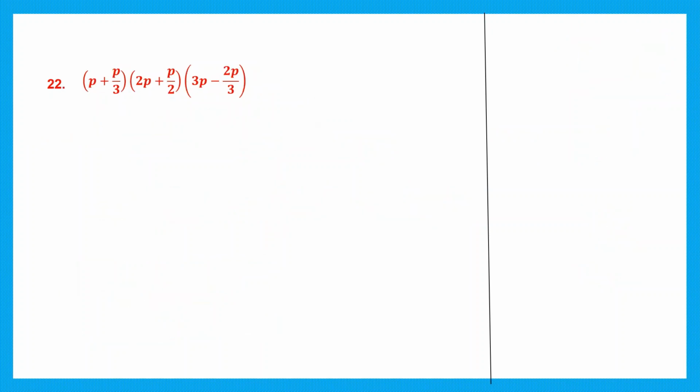Question 22. Now there are three parts here, and since there's no sign between the brackets, it's understood it is multiplication. So let's take each part separately. I'll take the first one. So let's work that out.